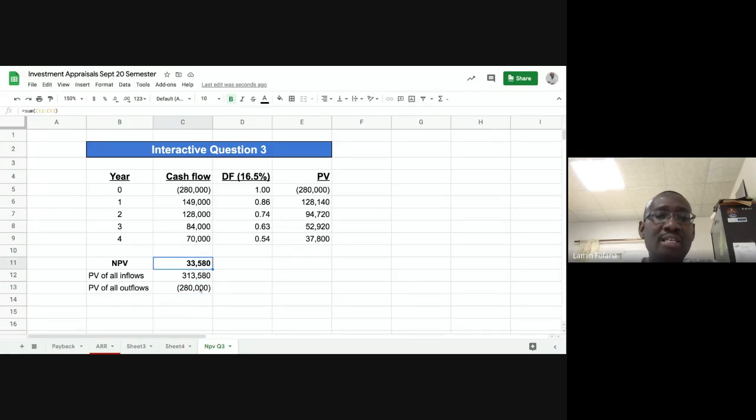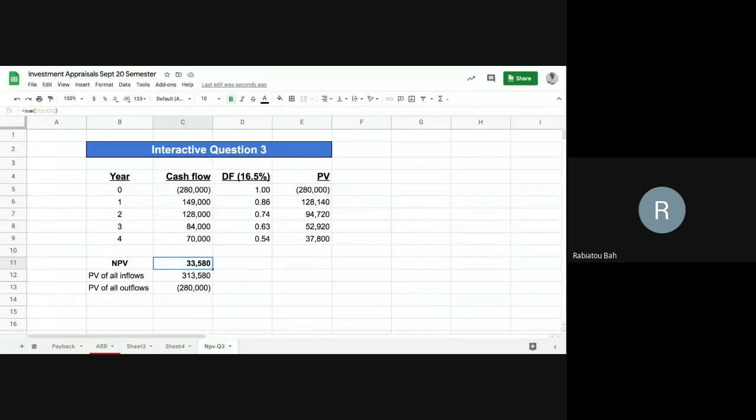The reason why we added the two is already this is negative. Okay, if this were not negative, then we could have said this minus that. But since this is negative, we add them together. Okay, so this is why we had 33,580. I hope it's clear. Yes, sir, it is. Thank you.